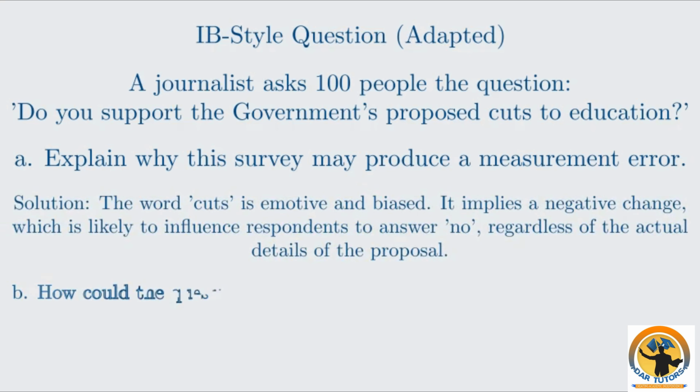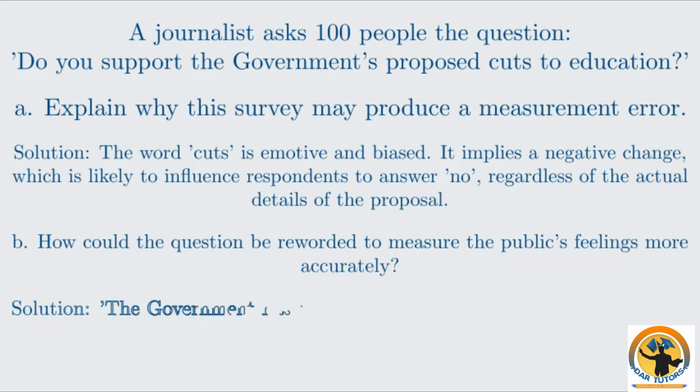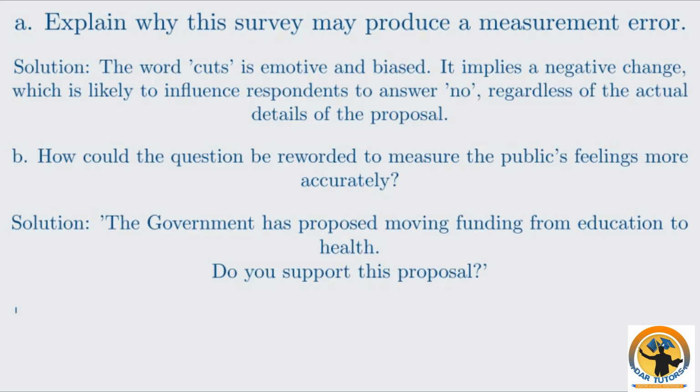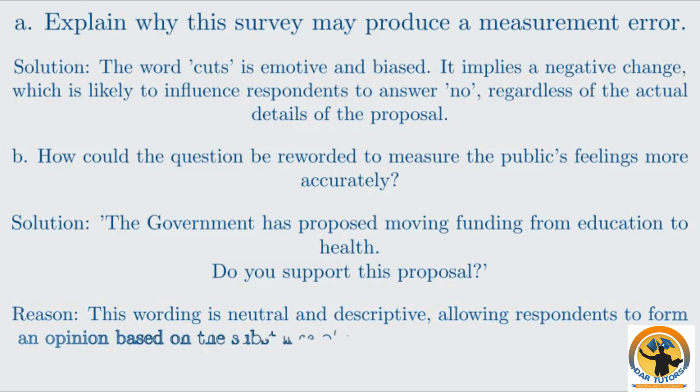Now, how can we reword it to be more neutral and accurate? We need to remove the biased language. A much better question would be, "The government has proposed moving funding from education to health. Do you support this proposal?" This version is neutral. It simply states the facts of the proposal without judgment. It doesn't use the loaded word cuts. This allows respondents to give an answer based on the actual proposal, not just the word choice, thus reducing measurement error.